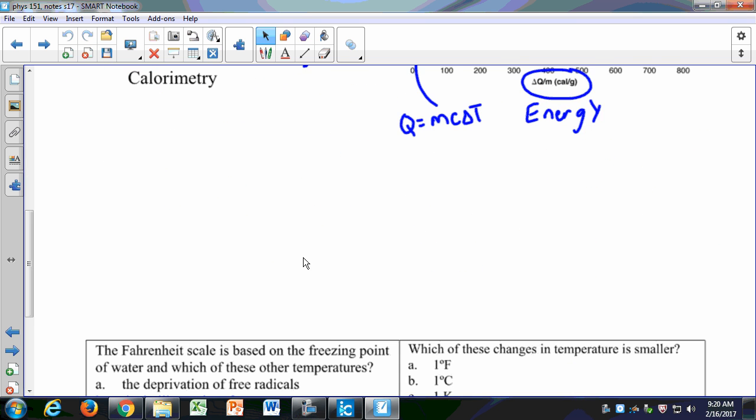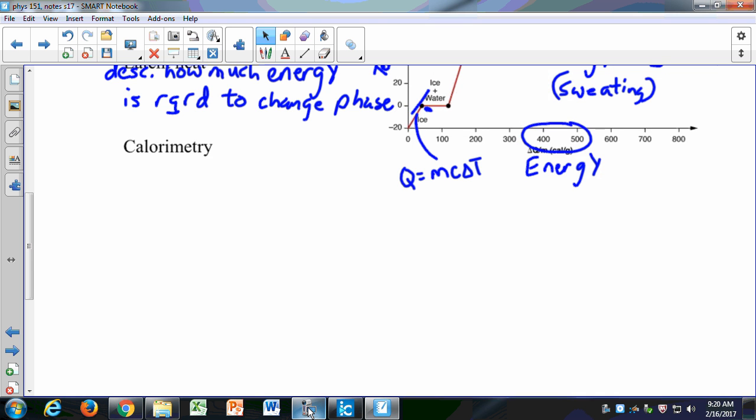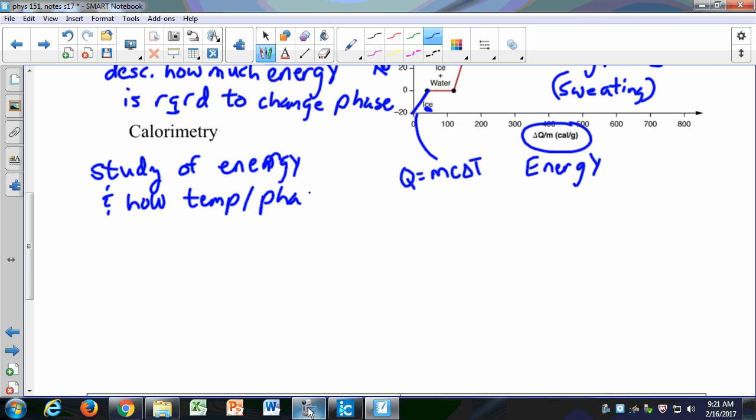All right, calorimetry. I have a little clip I want to share with you in just a second. What did I want to say about calorimetry? Okay, well, calorimetry is just a study of energy and how it changes temperature, or how phase changes with the addition of that energy, like in this chart.